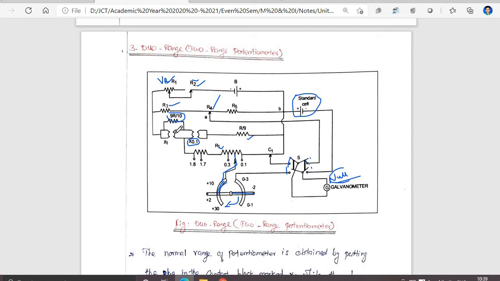These are all known-value resistance elements, so based on those known values we have to find out the unknown value. You can adjust this rotary element and this sliding contact, and you can plug the resistance value here in x 0.1. That is the minimum resistance value that will be added here. Whenever the galvanometer points to a null value, we can stop the adjustment.